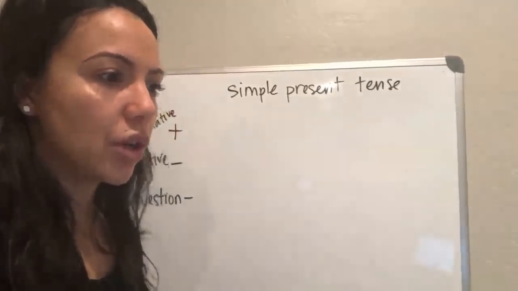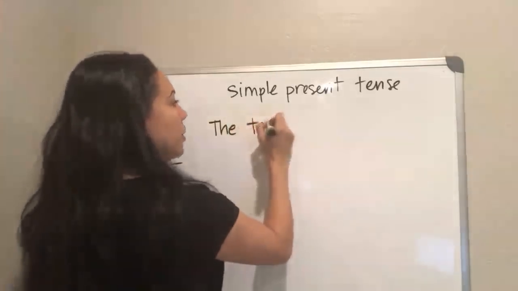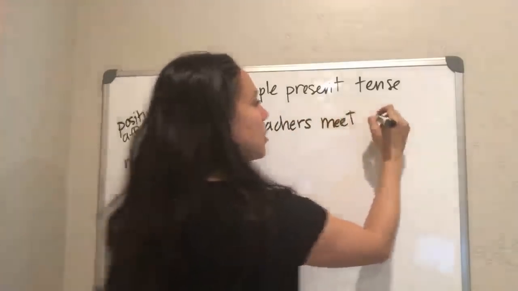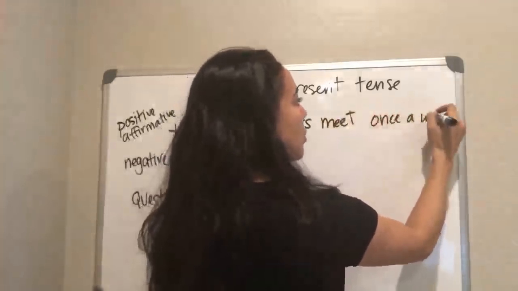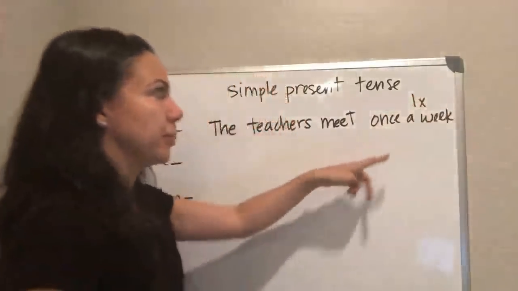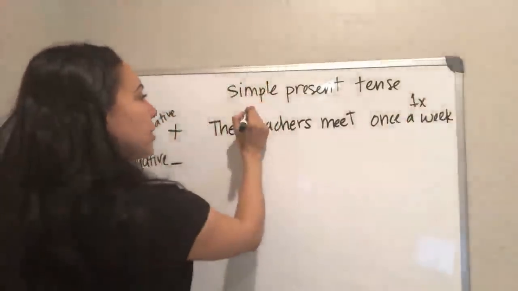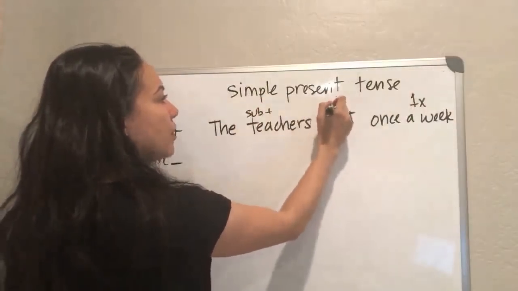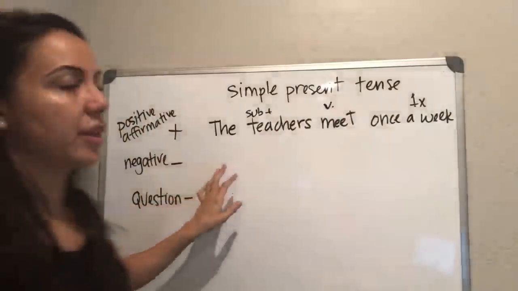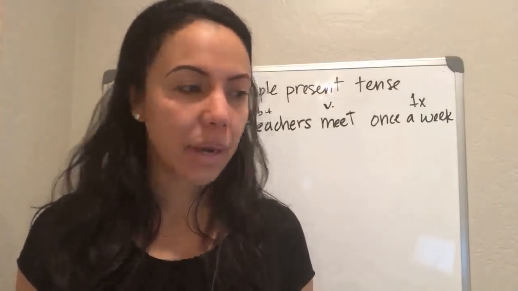We'll do one more example. The teachers meet once a week. So that means one time a week. Once a week. So here we have again the subject with our verb. All right, let's do the negative. How would we set up the negative? Do you guys want to comment? Go ahead and write in the comments, guys, and I can read them.